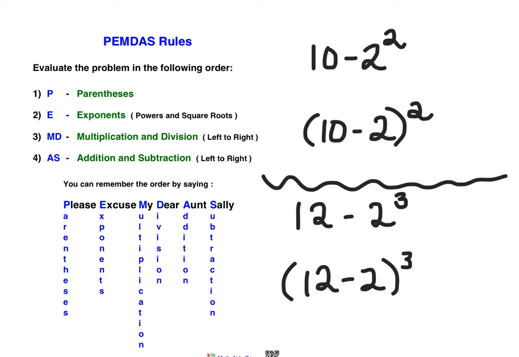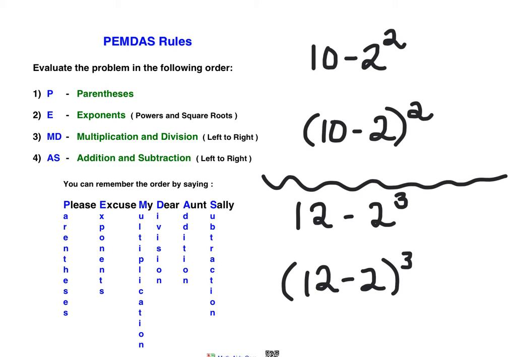Today we're going to review the rules for the order of operations. You have learned in 6th and 7th grade about PEMDAS. PEMDAS can be remembered with "Please excuse my dear Aunt Sally." And the P represents parentheses. We always look for this first in a problem.